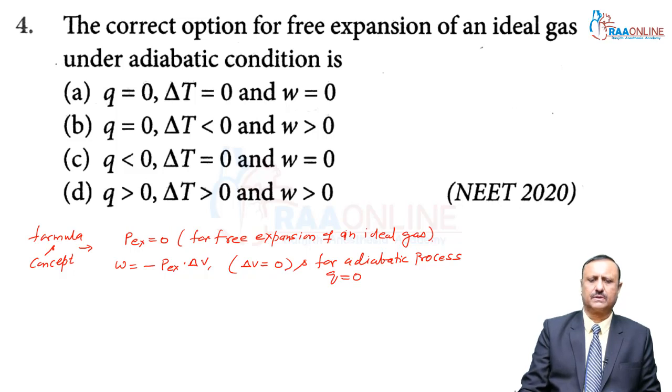So, my dear students, you can see the formula in the first law of thermodynamics: delta U equals Q plus W. Here Q is equal to 0, and W is equal to 0 because P external is equal to 0. So this whole is 0, so delta U is equal to 0. Delta U is the internal energy of an ideal gas.